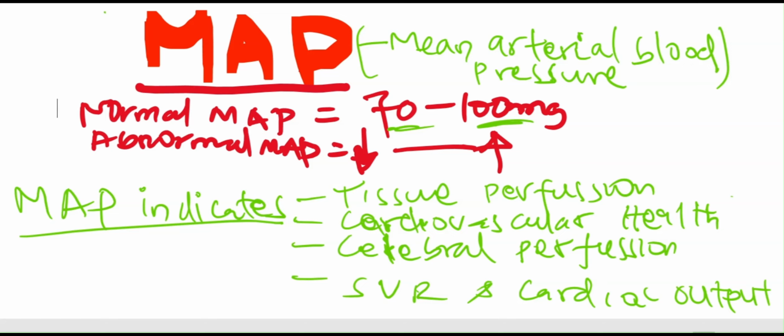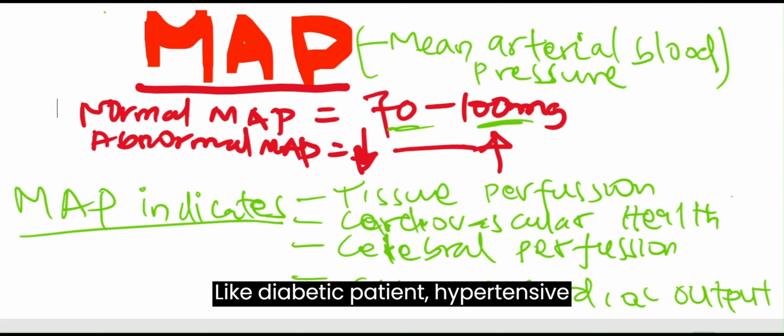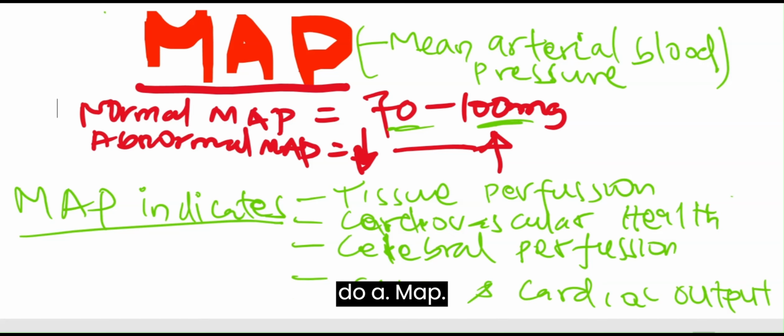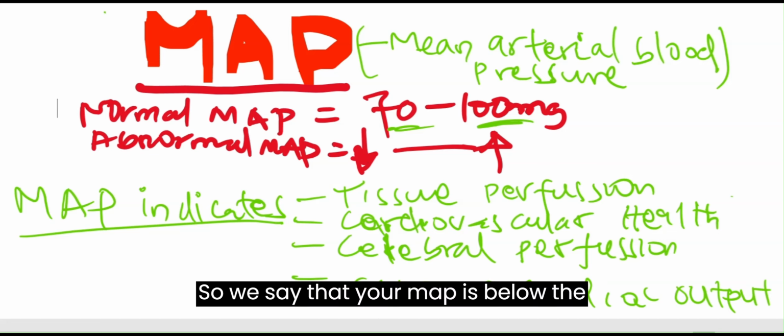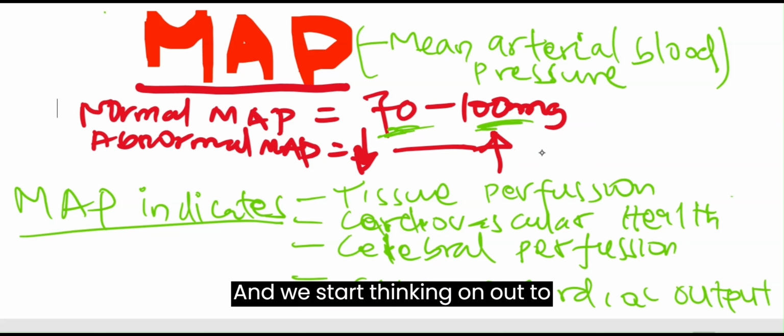But it may vary depending on the age of the patient. Pediatrics have a little bit lower MAP. Sex, like men, have a little bit higher MAP. Things like age, body weight, and underlying clinical conditions like diabetic patient, hypertensive patient, patient with heart blocks, they do have varying MAP. So we say that your MAP is below the normal range when it is below 70, and we start thinking on how to intervene it. When it is above 100, we say it is high MAP, and we start thinking on how to intervene it.